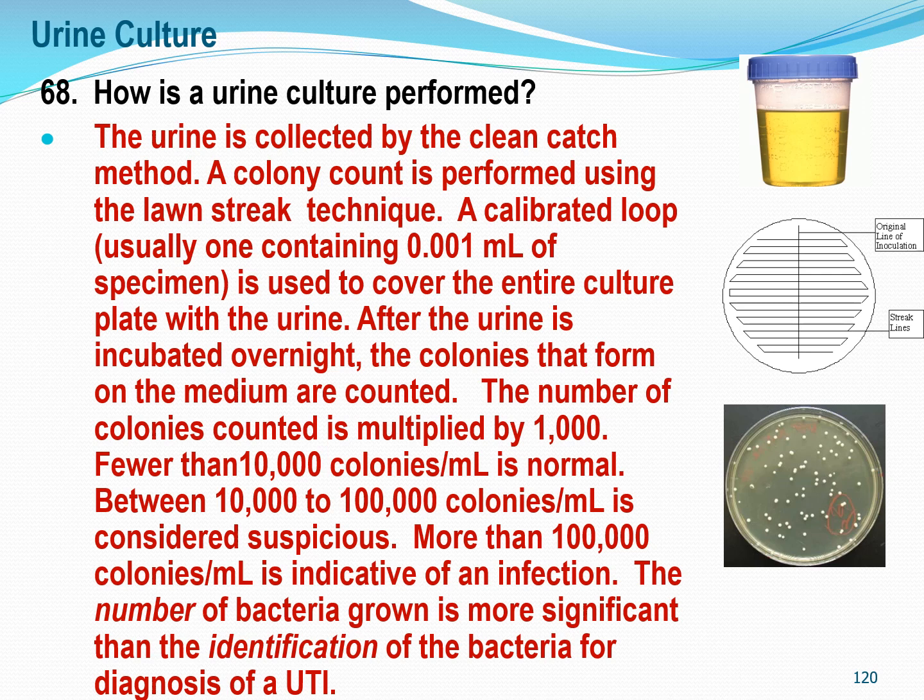After urine is incubated overnight, the colonies that form on the media are counted. And we see those colonies down in that far right-hand side media plate. The number of colonies counted is multiplied by 1,000. Fewer than 10,000 colonies per milliliter is normal. Between 10,000 and 100,000 colonies per milliliter is considered suspicious of a urinary tract infection. More than 100,000 colonies per milliliter is indicative of an infection. You guys need to know this information. The number of bacteria grown is more significant than the identification of the bacteria for the diagnosis of UTI.